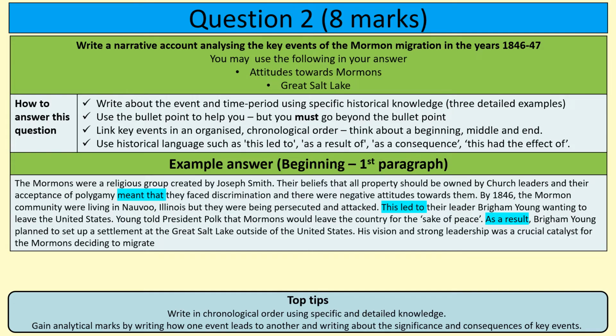Young told President Polk that Mormons would leave the country for the, quote, sake of peace. As a result, Brigham Young planned to set up a settlement at the Great Salt Lake outside of the United States. His vision and strong leadership was a crucial catalyst for the Mormons deciding to migrate. So we can see in that first paragraph, we focused on the attitudes towards the Mormons, and we've also mentioned a little bit about the Great Salt Lake as well.